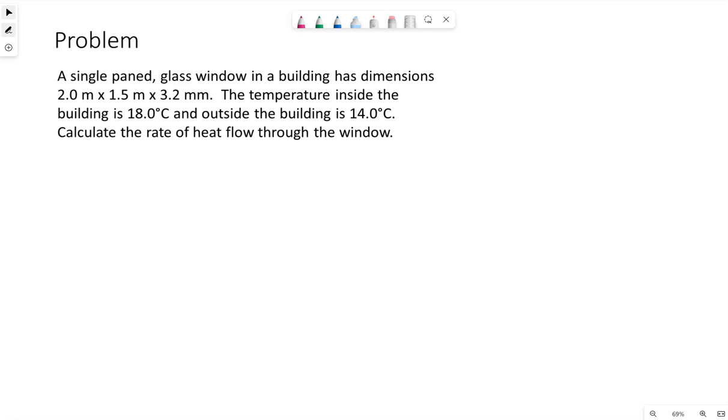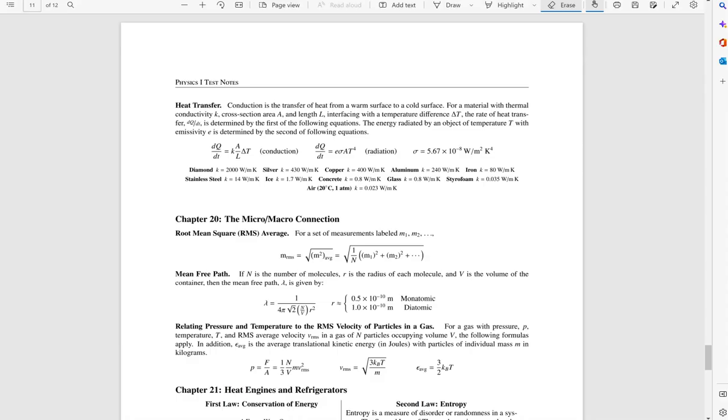So this is an example of conduction. Our equation for conduction has thermal conductivity, cross-sectional area over length, and then this difference in temperature. All right, so a glass window, I need to come back to the test notes. Glass, it might be really hard to see. Feel free to grab your test notes.